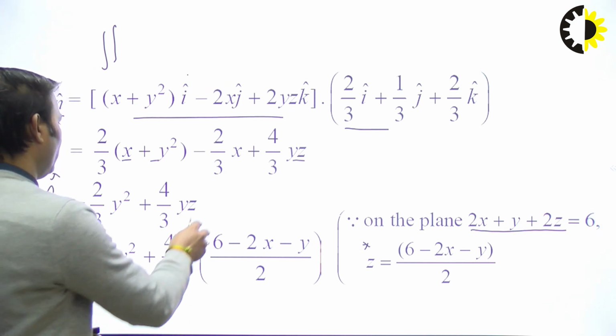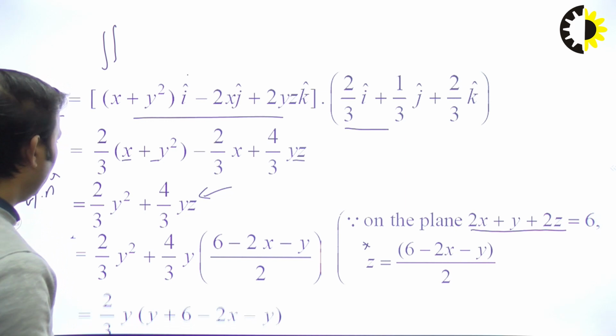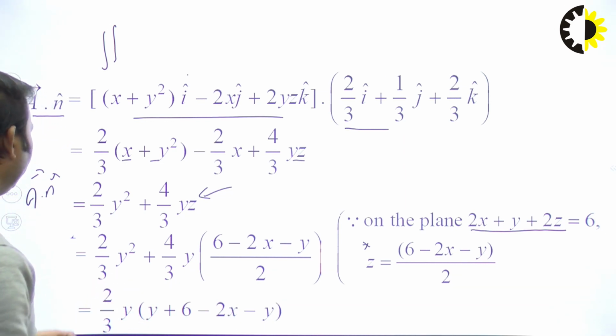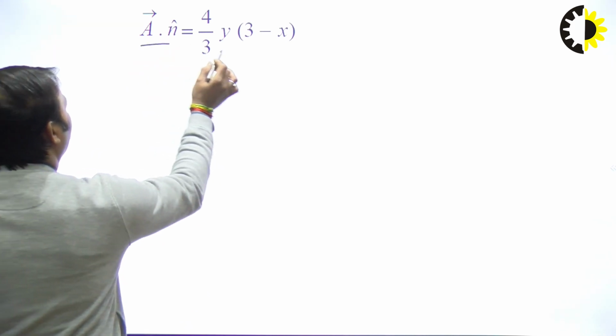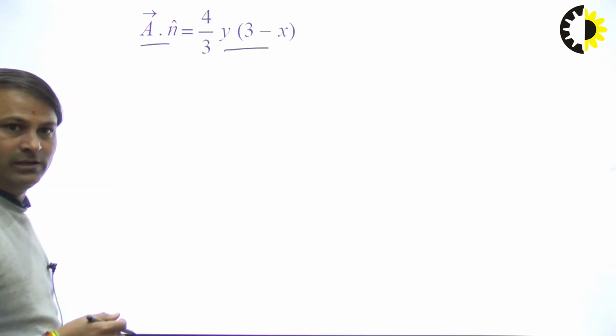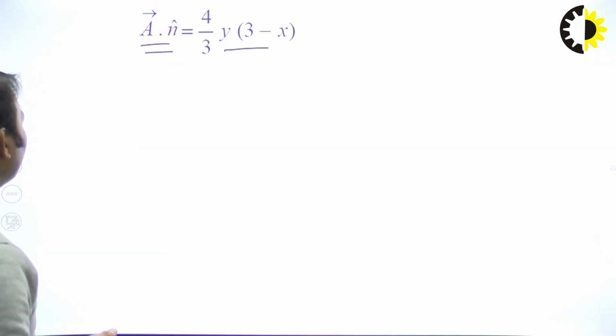So here in place of z we can substitute from this relation. Now my entire curve is converted in the form of x and y. Finally, I got a dot n cap equals 4. So now we have calculated the value of a dot n cap.